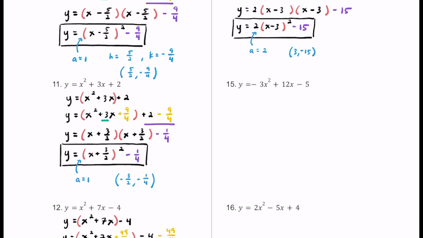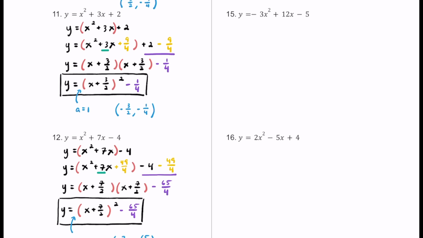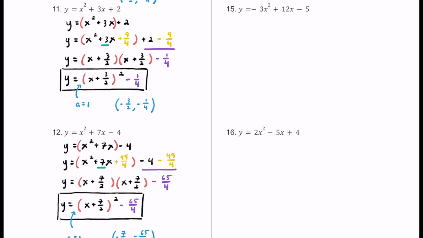All right, last couple, we have 15 and 16. So for 15, let's see what we got going on here. We have y is equal to negative 3x squared plus 12x minus 5. First thing we're gonna wanna do is just write down the problem and then group the first two. And we're going to want to get that a value to be 1 inside the parentheses. So let's go ahead and factor out a negative 3 from what we have in the parentheses.